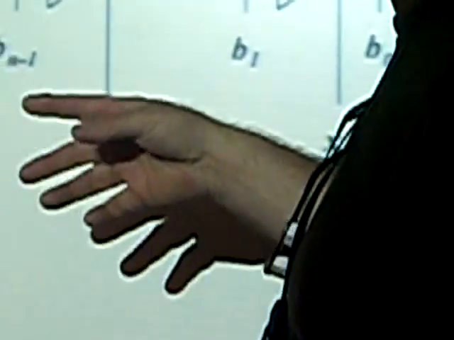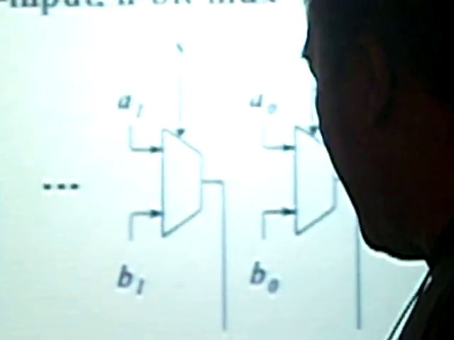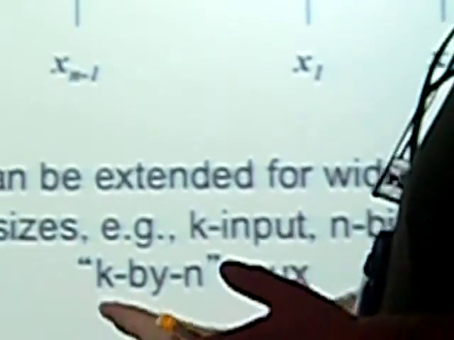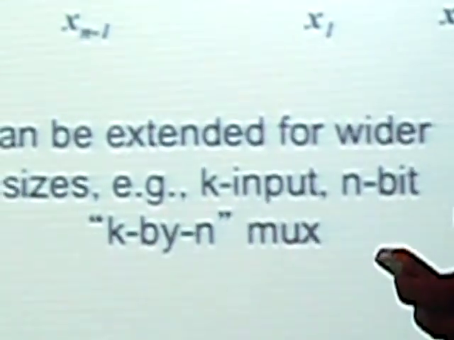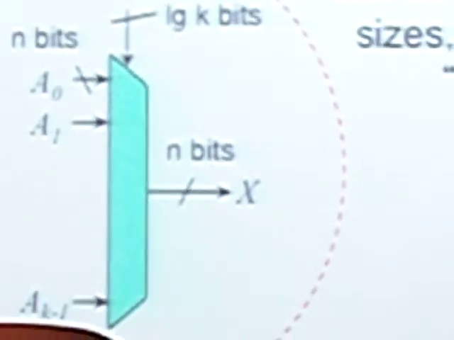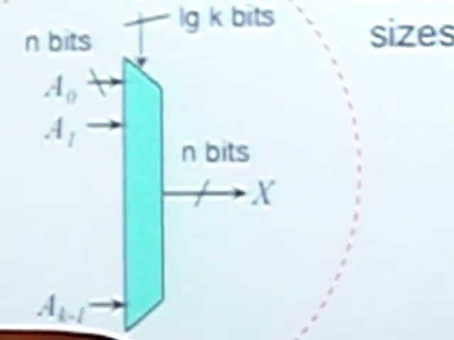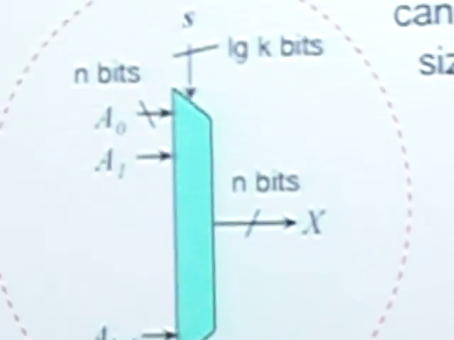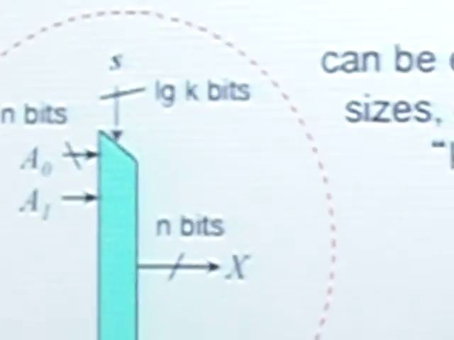Well, there's nothing magic about it being a 2-input by N-bit MUX. In fact, we could make it K input, N bit. So the idea is a K by N MUX. And here's the picture. Look. So how many inputs are there? K of them. Right? So how many bits would we need up here? Log K. What if I had 32 inputs? Then how many bits would I need?